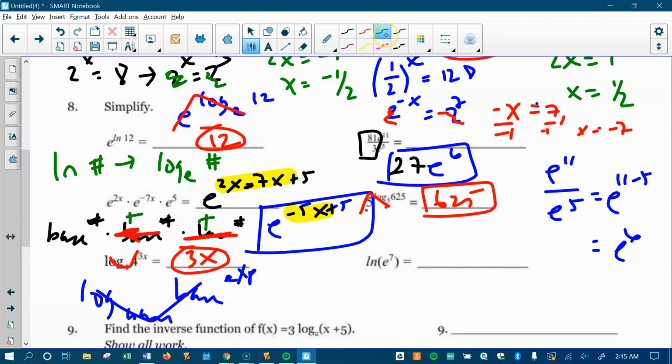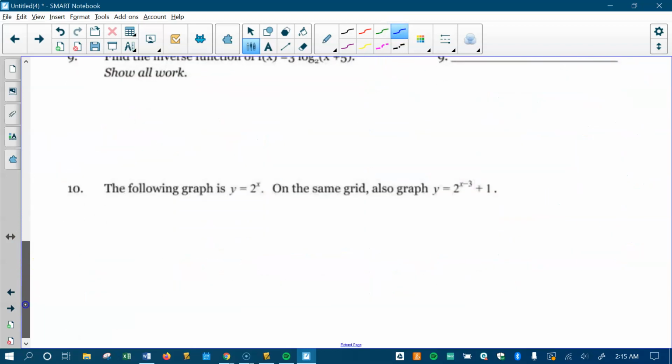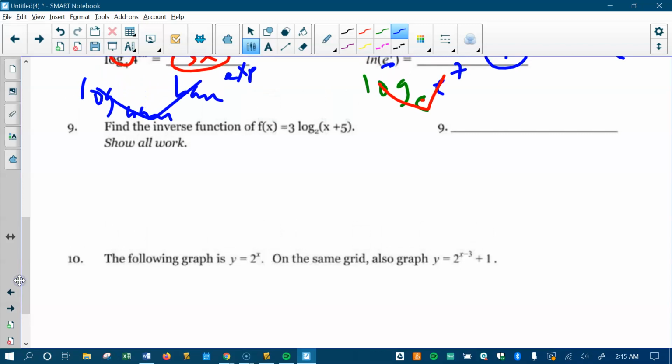And again, ln is the same thing as log base e, so if I rewrote this, I get log base e of e to the 7th. This is the e to the 7th here. And same base, this base and that base are the same, cancel them, and you're just left with 7. I love those problems.